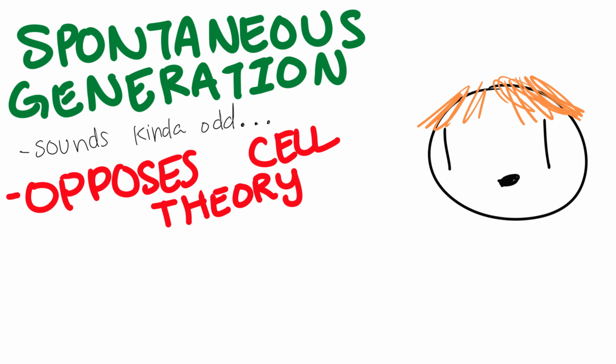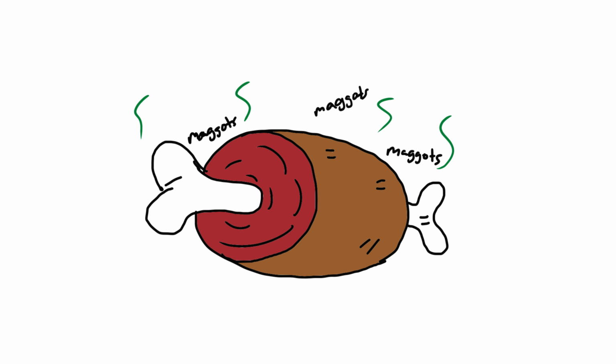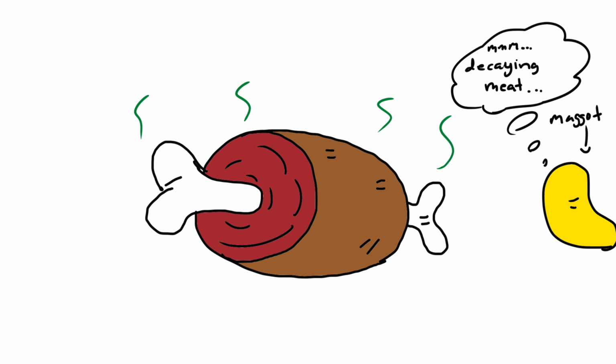But back in the old times, this was believed for a very long time due to many reasons such as maggots appearing on decaying meat. Now, obviously, maggots appear on decaying meat because it attracts maggots, not because it creates maggots.